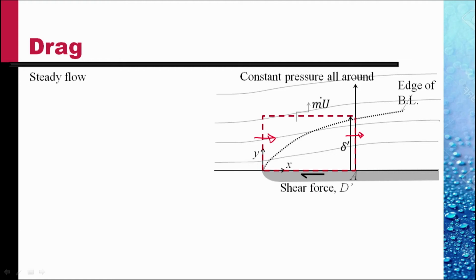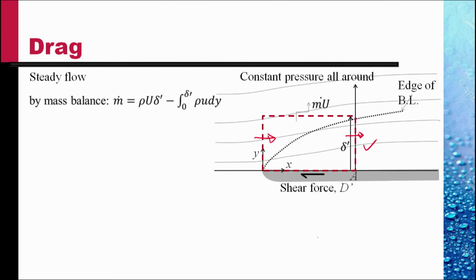The mass entering the left control surface is rho u times delta prime per unit depth. U is capital U, the inviscid velocity. And the mass leaving this is obtained by integration of the velocity profile there. So clearly, by mass balance, m dot is rho U delta prime minus the integral from 0 to delta prime of rho u dy across the boundary layer at location A.